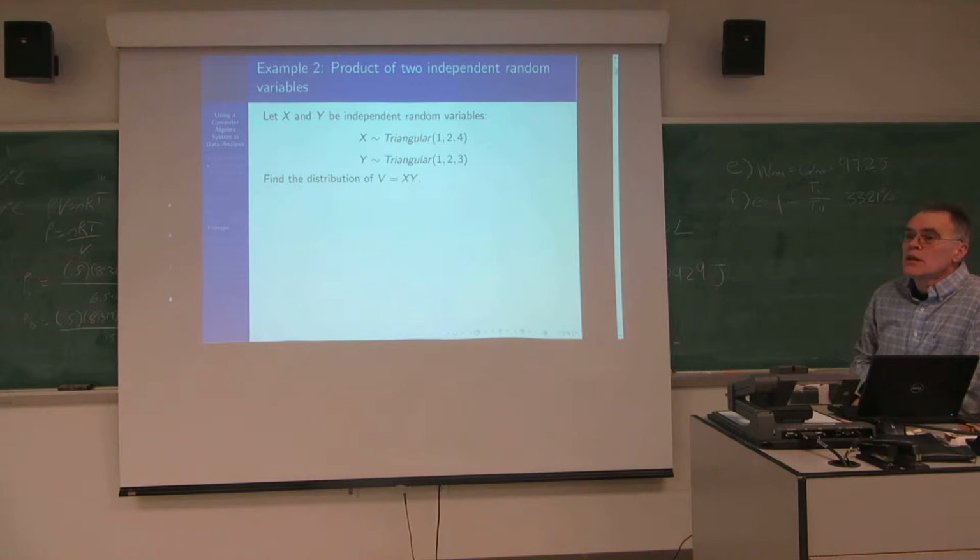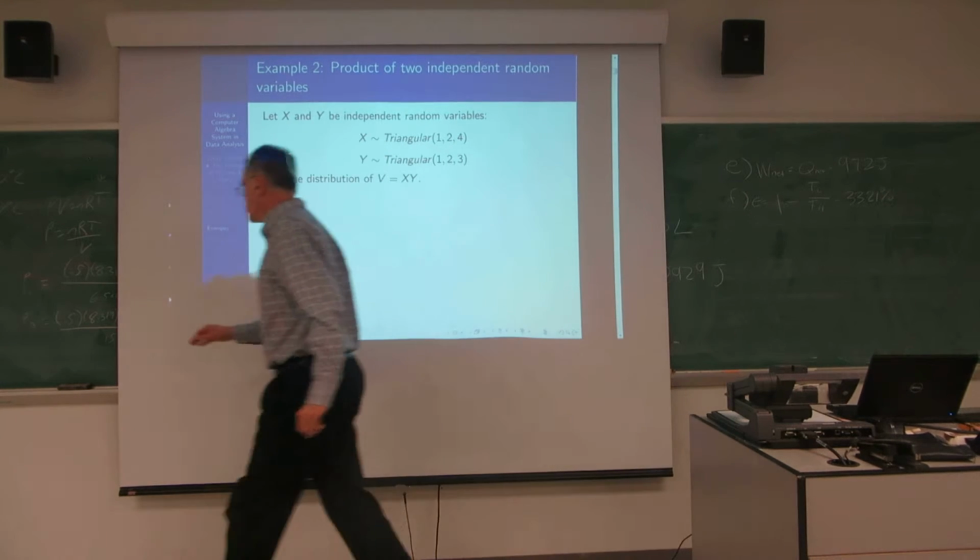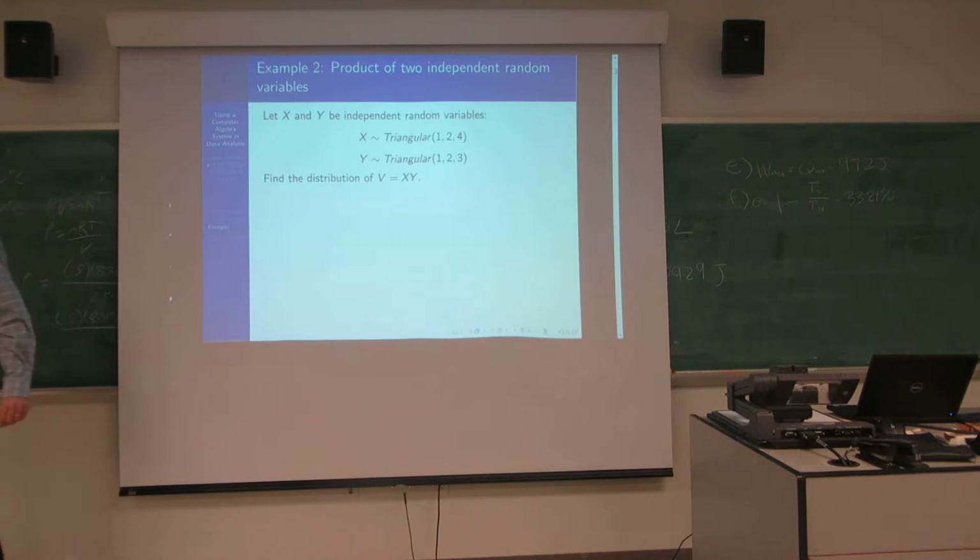Let's say you were given this problem right here, and that is x and y are independent random variables, and x has the triangular distribution. And I assume, how many here have had either Math 401 or Math 351? Okay, almost all of you. A couple of you haven't, but the triangular distribution, if you haven't seen it before, has a probability density function.